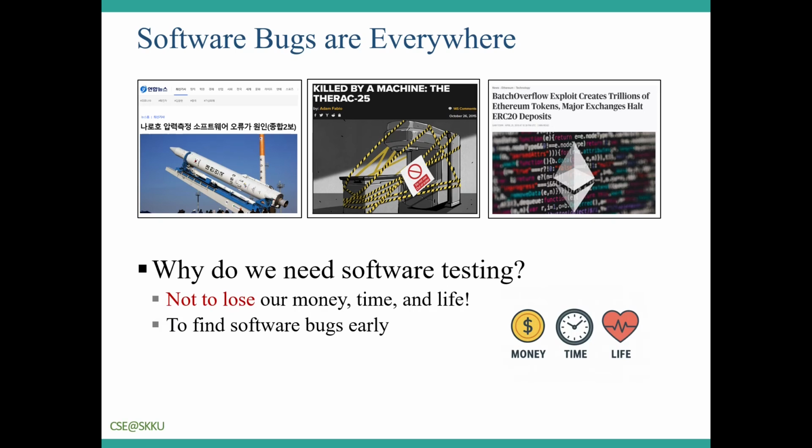Okay, so let's return to our first question. Why do we need software testing? The answer is simple. We don't want to lose our money, our time, or even our lives, due to these software failures. So that's why software testing is essential to catch serious bugs early in the development process before they cause real harm. I think by now we are all convinced of the importance of software testing. So next, let's ask, how can we describe software testing in general?